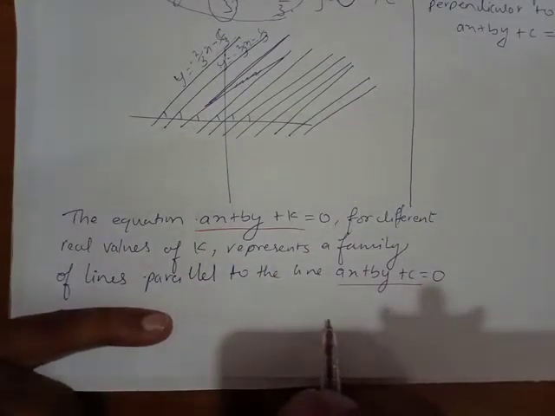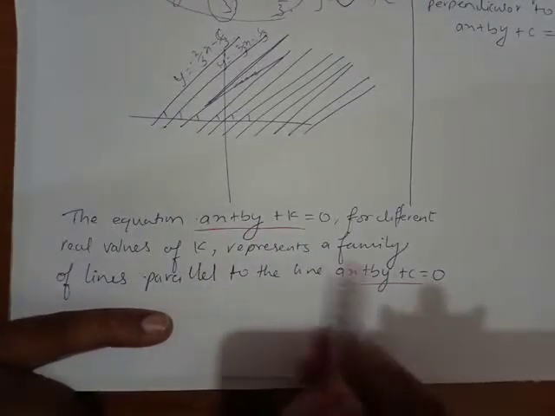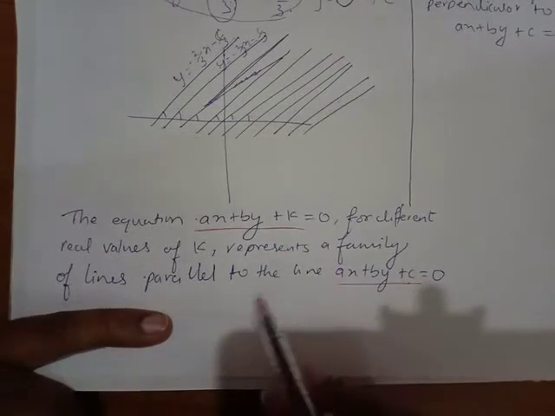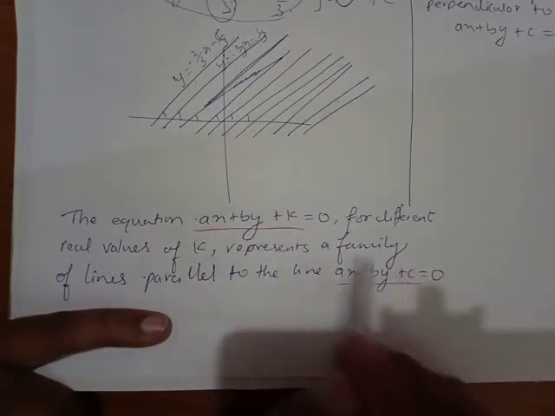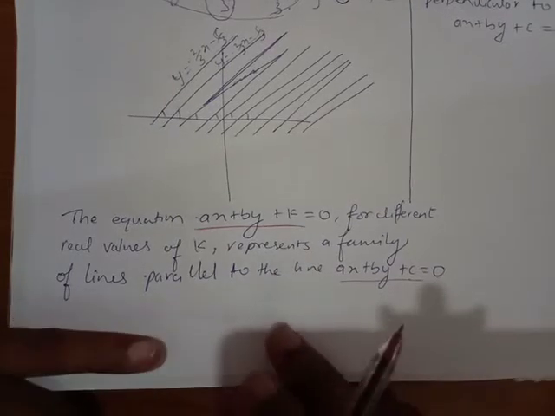What is the different thing you can see? I hope every one of you can see ax plus by is the same, only this term is different. They are trying to say if two equations are identical and only the constant terms are different, then both of their lines are going to be parallel to each other. Why? I'll help you guys.